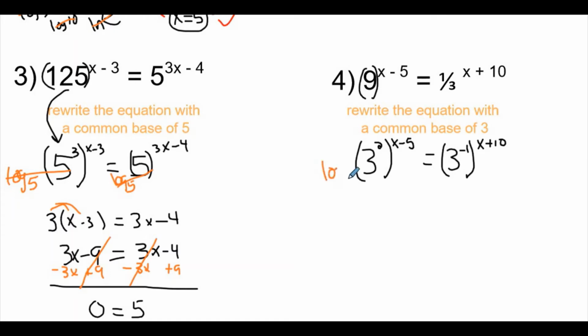So I'm going to log base 3. And that's going to cancel the bases. Everything else is going to drop down. So the 2 and the x minus 5 drop down. Over here, the -1 and the x plus 10 drop down. And then I distribute, right? Bloop, bloop, and then bloop, bloop.